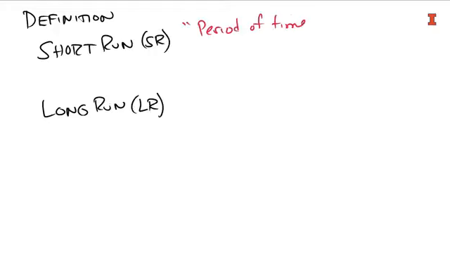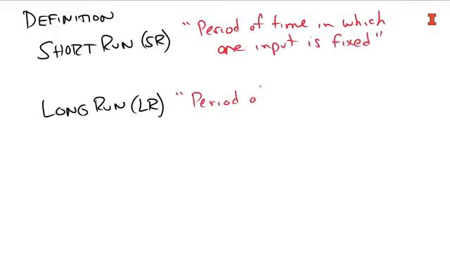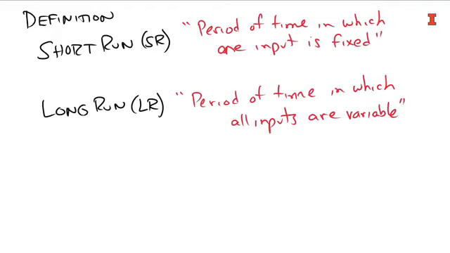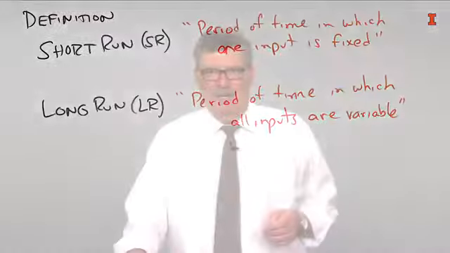And the short run is essentially the period of time in which at least one input, in this case we only have two, so one input is fixed. And the long run is the period of time in which all inputs are variable. So continuing with our story about the Kraft plant. The Kraft plant's got a big pile of brick and mortar out there. That's what economists call capital.